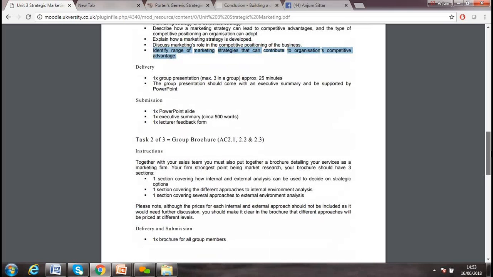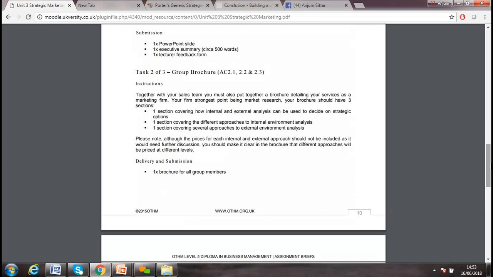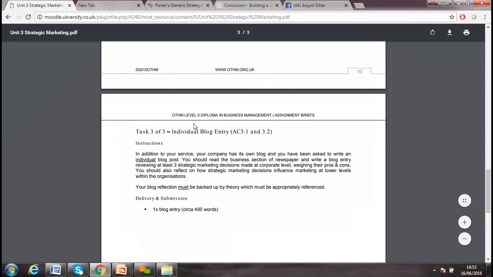Plus, once you make the presentation, please send your slides, and then we'll go through them, and those slides we can send as evidence. Together within your sales team, you also put together the brochures for the sales of the product, keeping in view the internal and external environment, which will be helpful. We can also create a blog. The blog can be an online blog.